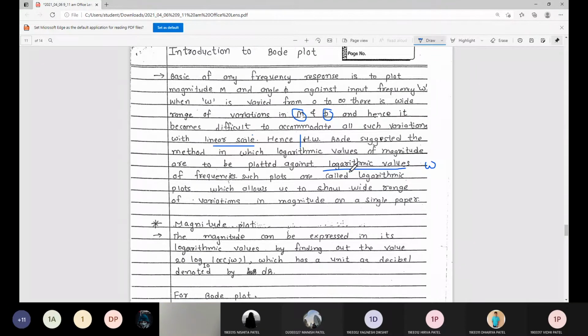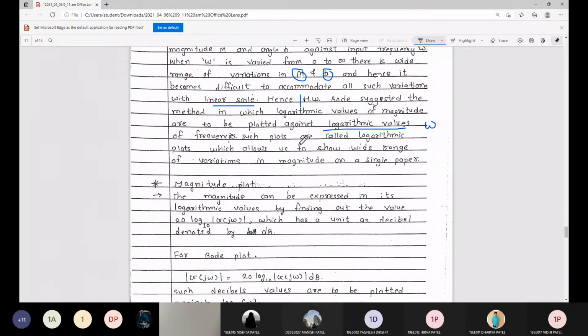So there are three graphs. One will be your simple graph, the linear scale. The second will be your log graph, in which both axes are in log. The third will be semi-log, that means one axis will be in log terms and one axis will be in terms of a simple linear scale. So we will be using semi-log.